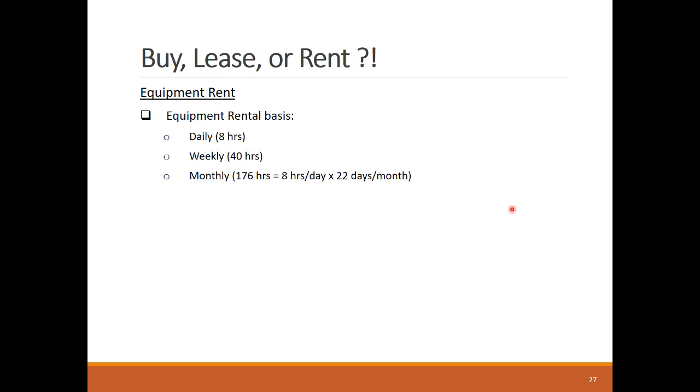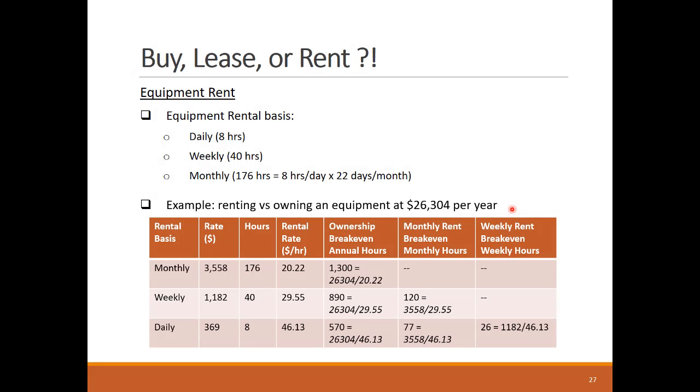Most renting companies limit in their rental contracts the excessive use of their equipment beyond these hours. Let's see this calculation exercise to illustrate the break-even points between ownership, monthly rental, weekly rental, and daily rental. An equipment can be owned at an average annual ownership cost of $26,304. The same equipment can be rented for $30,558 per month, or for $1,182 per week, or for $369 per day.